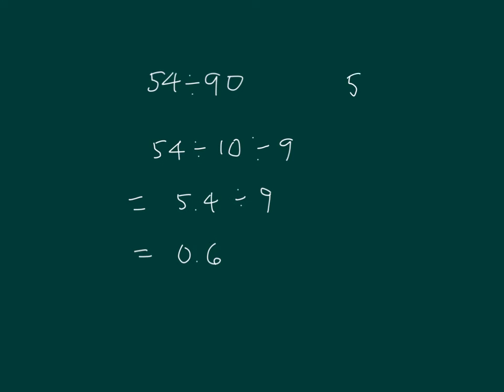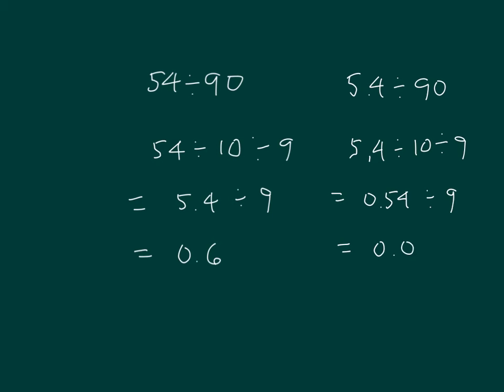Here's another problem. 5.4 divided by 90. That's still the same as 5.4 divided by 10 divided by 9. 5.4 divided by 10 is 54 hundredths divided by 9. In this case, that equals 6 hundredths.